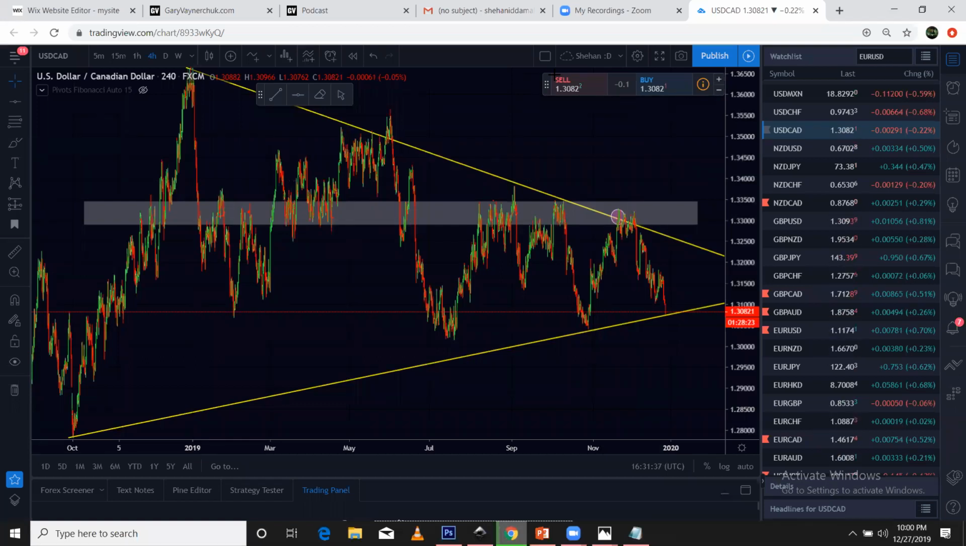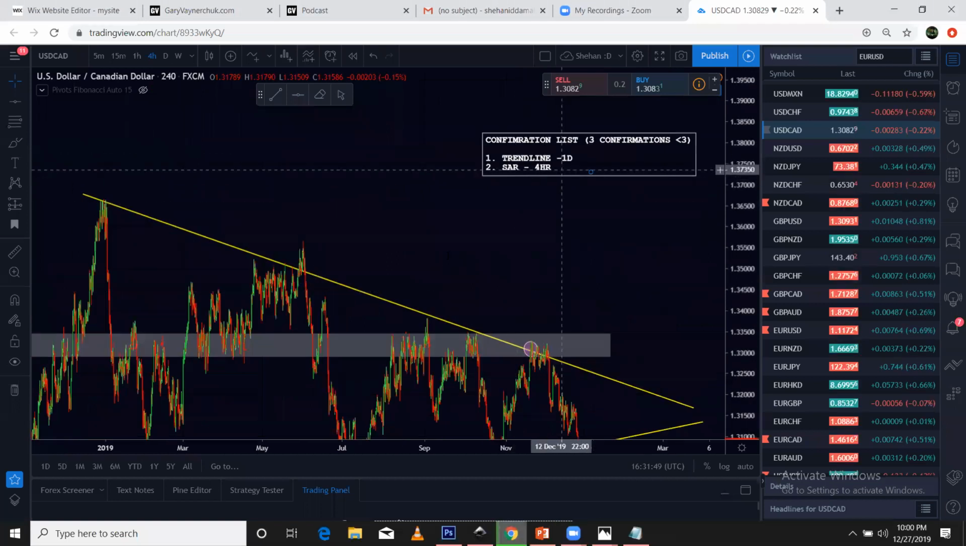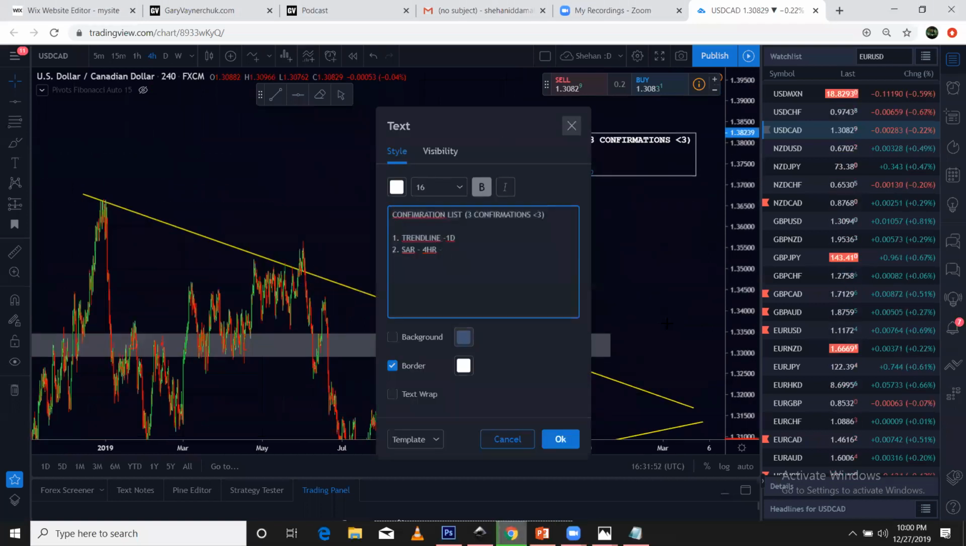Bro, zone is as the support and resistance. Yes, this is a zone of support and resistance, right? All clear, good, okay, perfect. So my second confirmation is also done. I figured out it's a really good one.